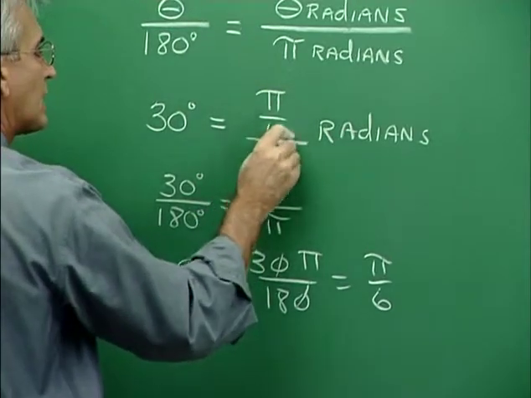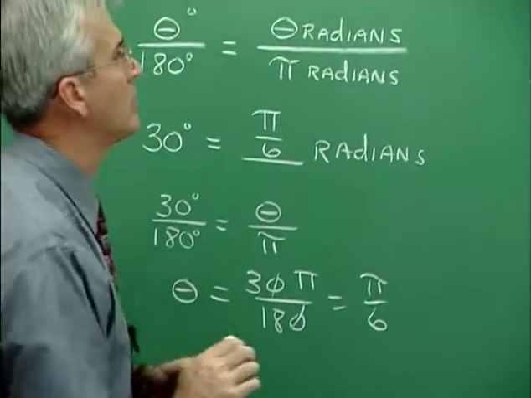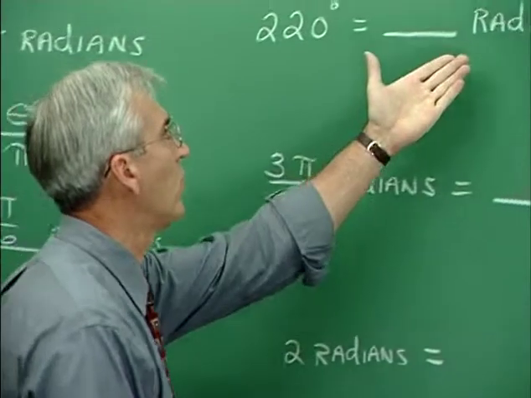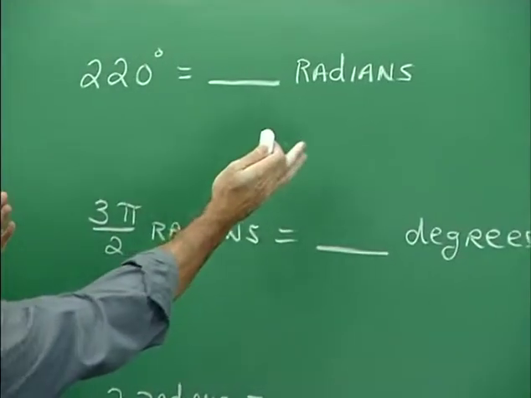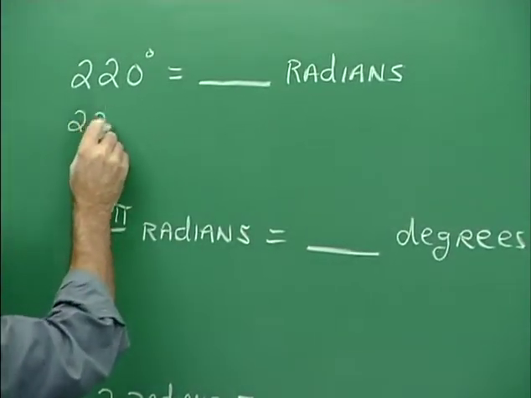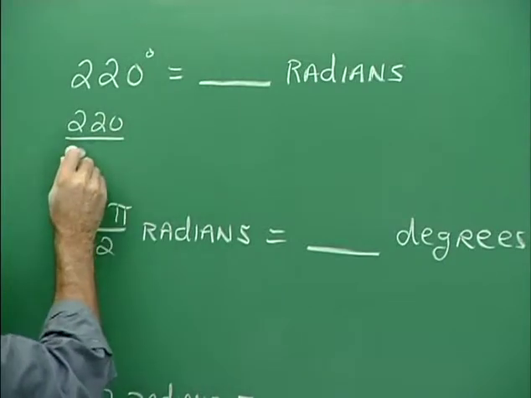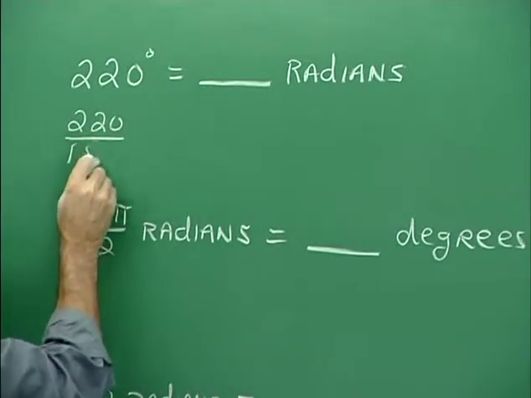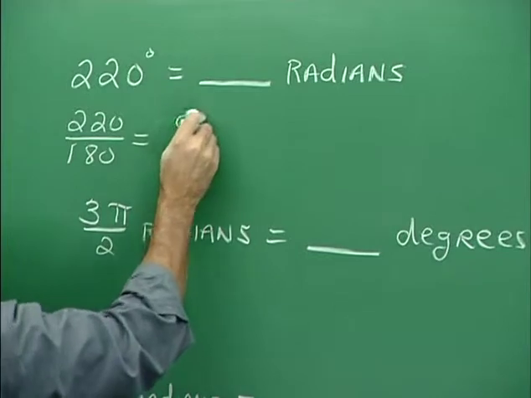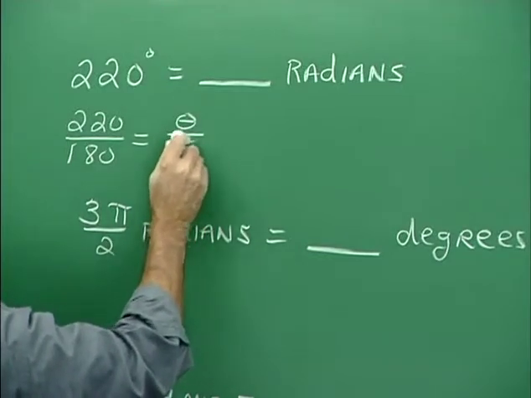So it's pi over 6 radians. Let's go through it another time or two. How about 220 degrees for the number of radians? We want to convert here. So 220 degrees corresponds with 180 degrees in the same way as theta in radians corresponds with pi.